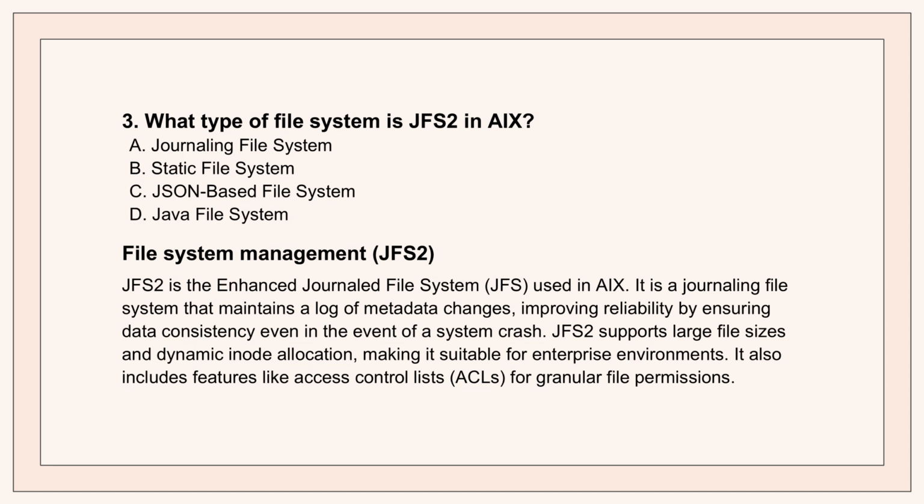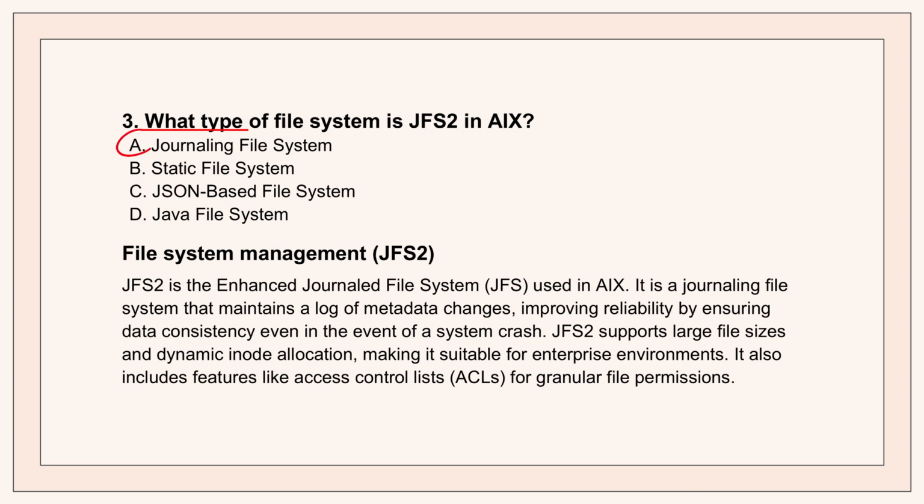Okay, question 3. What type of file system is JFS2 in AIX? Options: A, journaling file system. B, static file system. C, JSON-based file system. D, Java file system. That's A, journaling file system. Journaling. Okay, that sounds like it's about safety or integrity, right? What does that actually do for you?